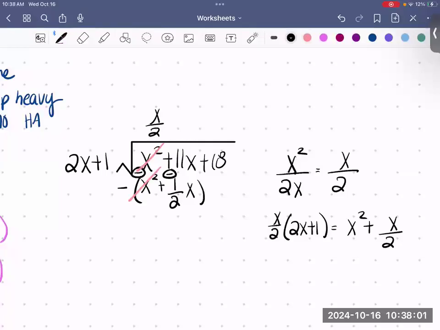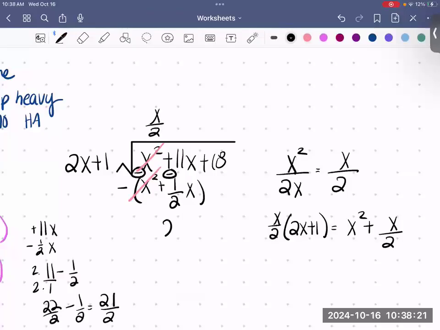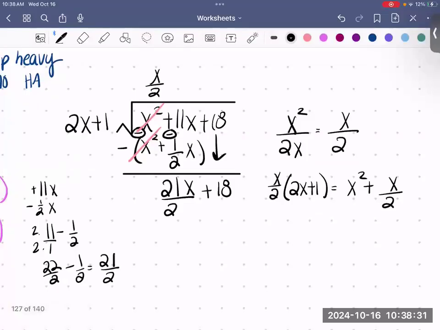Now we are left with positive 11x minus 1/2 x. So that's 11 minus 1/2. That just means we need to change this to 22 over 2 minus 1 over 2 to get 21 over 2. So we get 21x over 2, and then we'll drop our 18, so plus 18. And then again, we're going to divide one more time.